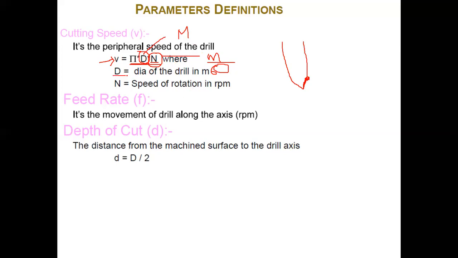In this, the diameter is in meters, and n, the rotational speed, is in rpm, revolutions per minute. So whatever the velocity is there, it is coming in meters per minute, because diameter is given in meters and the speed is given in rpm. So your velocity is coming in meters per minute.